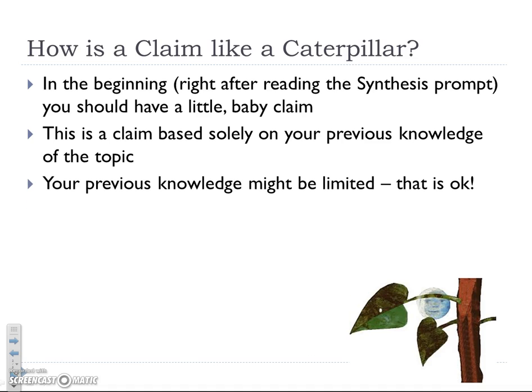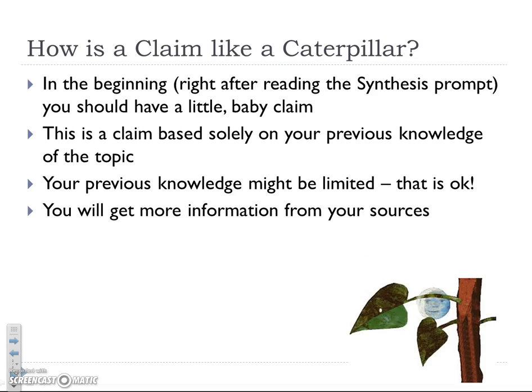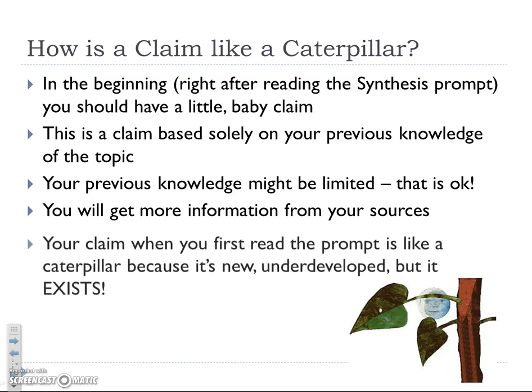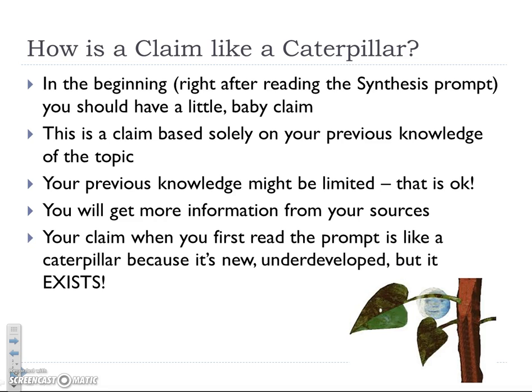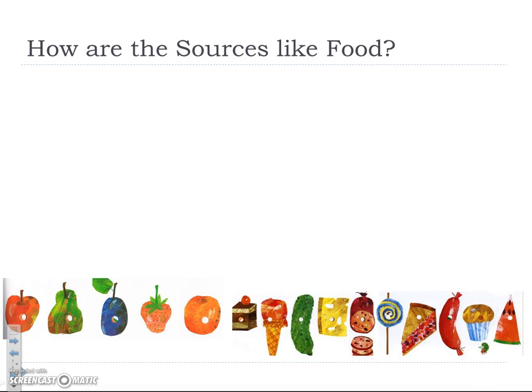The previous knowledge might be limited, but that's actually just fine. I still want you to think about your response to the prompt. You're going to get more information from your sources to help develop your claim further. Your claim, when you first read that prompt, is like a caterpillar because, as we already identified, it's new, it's underdeveloped, but it exists. So, how are the sources like the food?